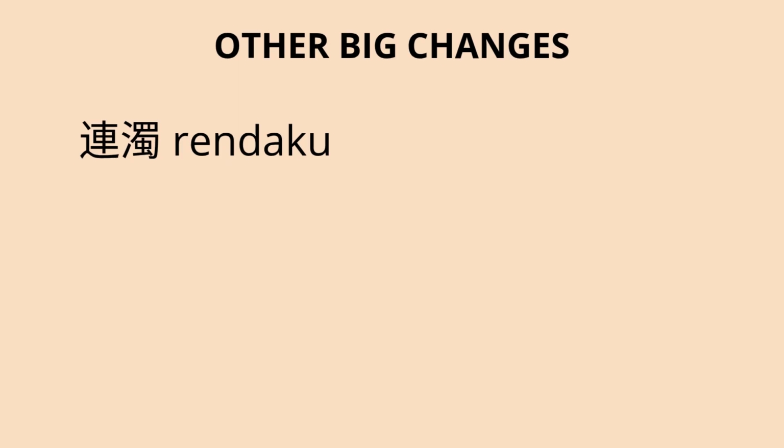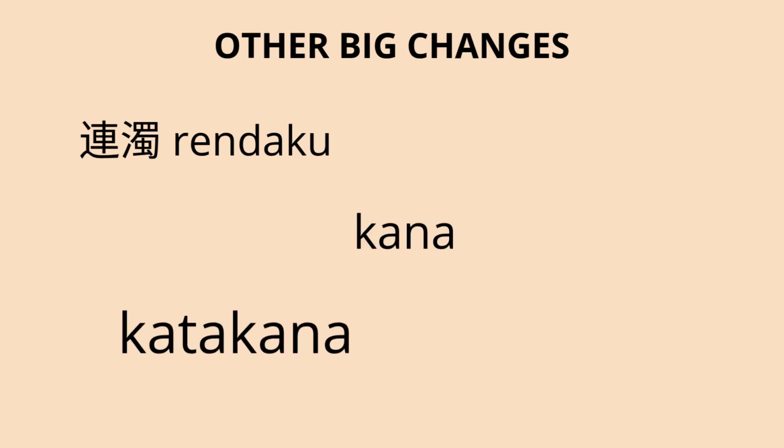Now there is also rendaku. This is a famous rule in modern Japanese. When certain words combine, the first sound of the second word often becomes voiced. That's why the word kana, when it's combined with kata, becomes katakana. But when it's combined with hira, it becomes hiragana. We've now seen the main sound transformations from Old Japanese to Modern Japanese.